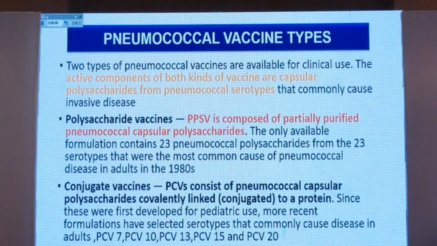There are 2 main types of vaccines available, and the active component of both of these vaccines is the capsular polysaccharides from pneumococcal serotypes. The polysaccharide vaccine is composed of partially purified pneumococcal capsular polysaccharide, and it has 23 serotypes. Whereas the conjugated vaccine consists of pneumococcal capsular polysaccharide that is covalently linked or conjugated to a protein. Over a period of time, there has been development from PCV7 to 10 to 13, and now in the last 2 years, 15 and 20.